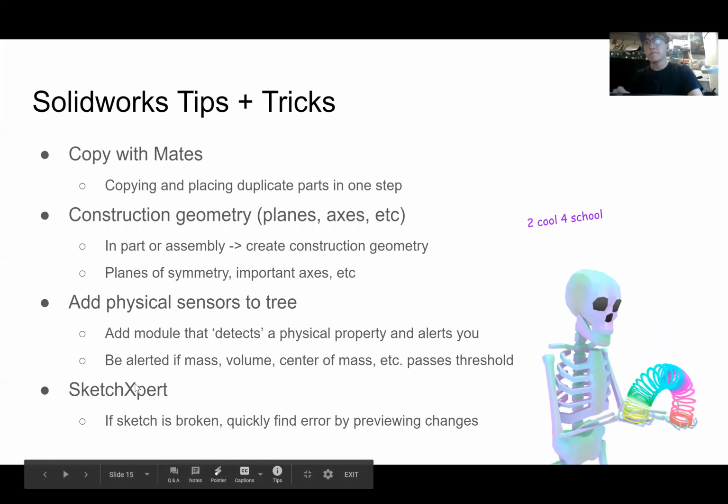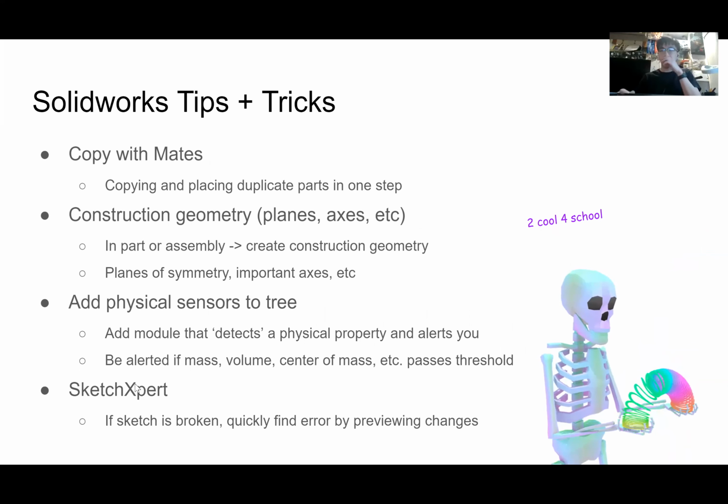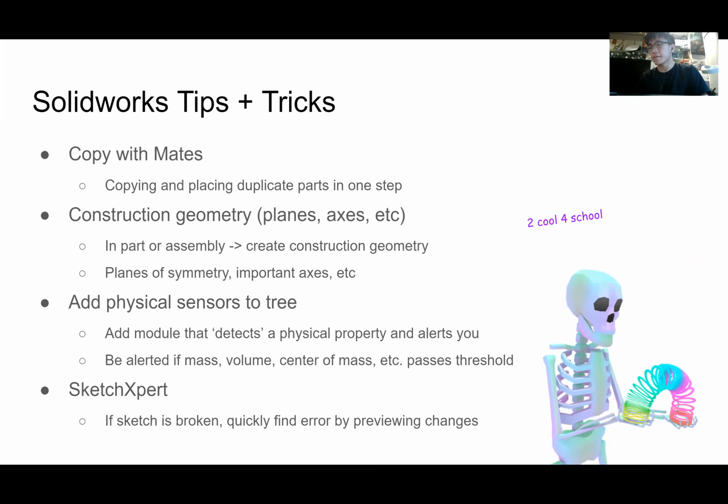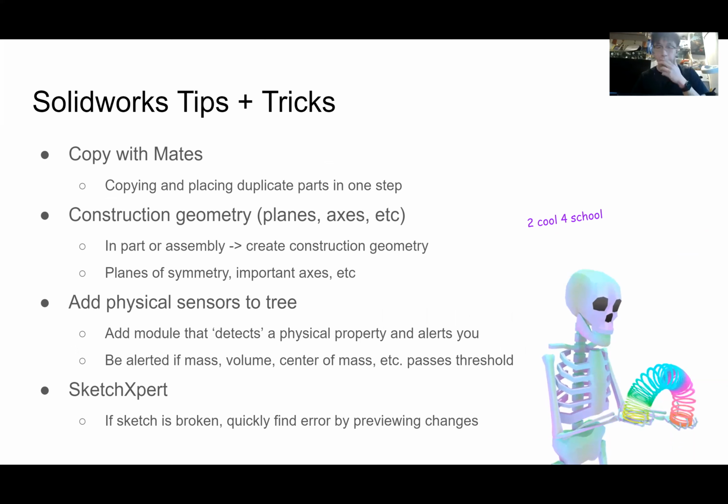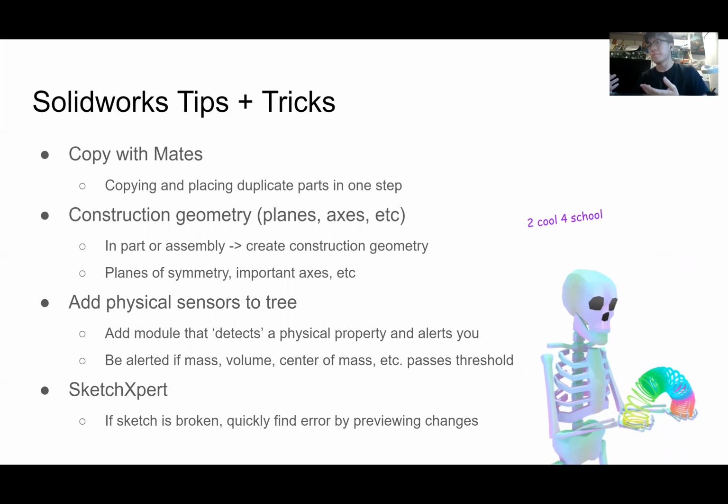All right. So here are some tips and tricks that we recommend for SolidWorks. Copy with mates allows you to copy a part along with all of its mates so that you don't have to import a part and redefine all the mates again. It could be helpful for something, say, like screws in a hole. You could do copy with mates and put a concentric mate along with a coincident mate all in one step.